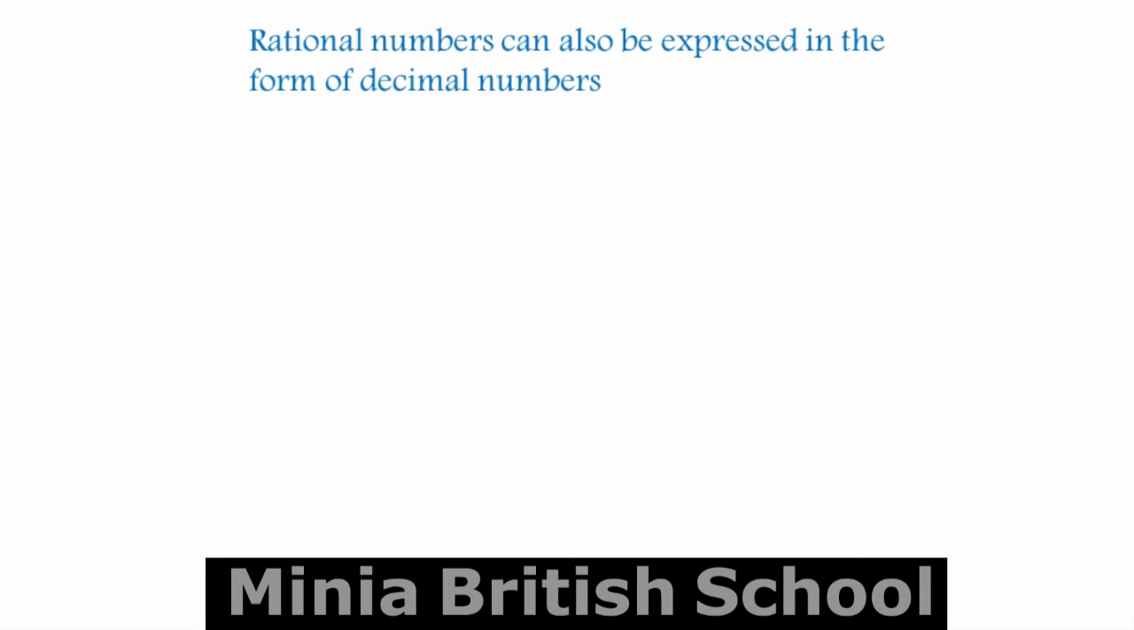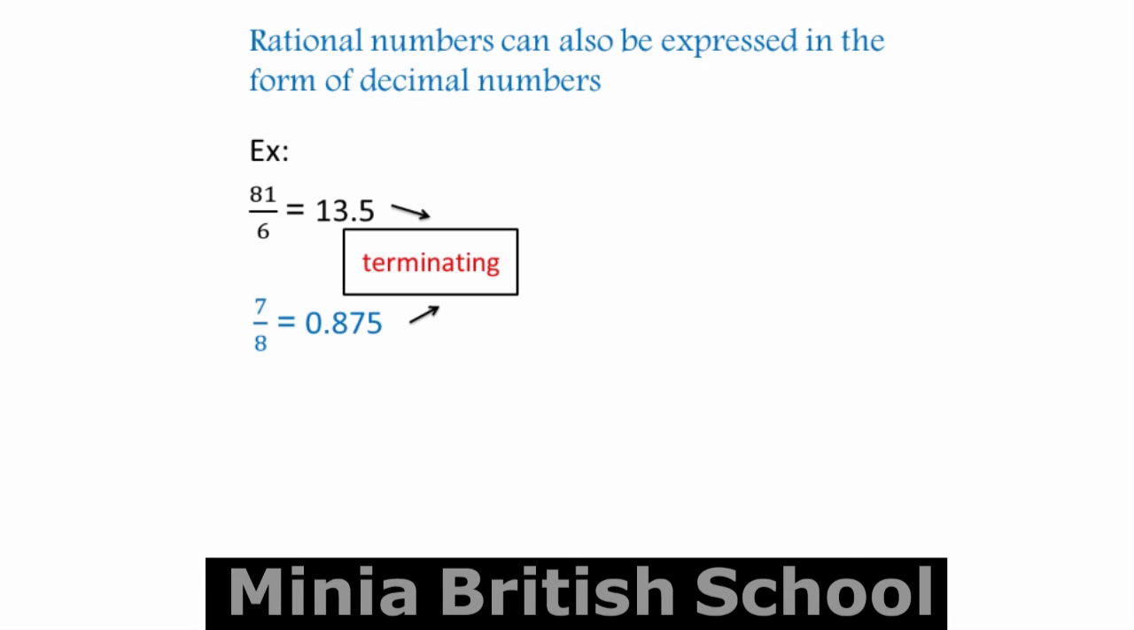Rational numbers can also be expressed in the form of decimal numbers. Example, here 81 over 6. You can use the calculator to find the decimal value of 81 over 6. So 81 over 6 equals 13.5 and 7 over 8 equals 0.875. Here we note that the decimal part in these two decimal numbers is non-repeated, and it is called terminating.